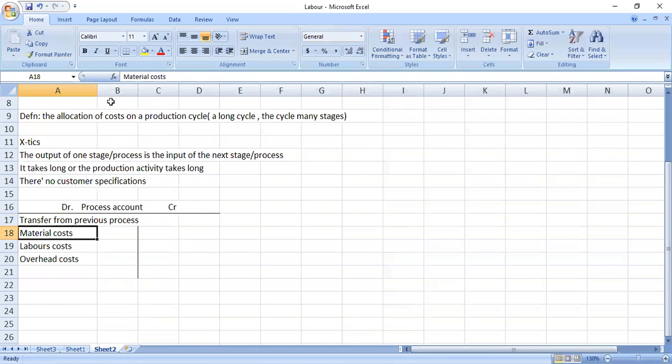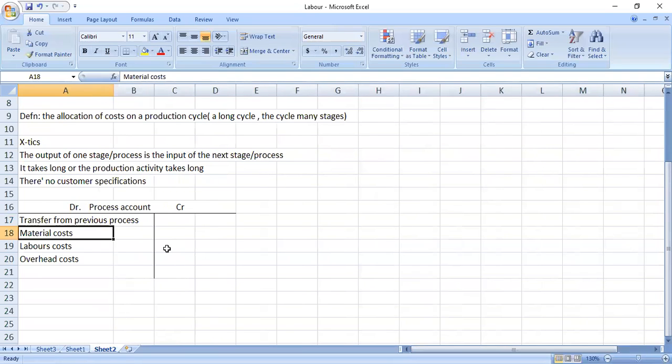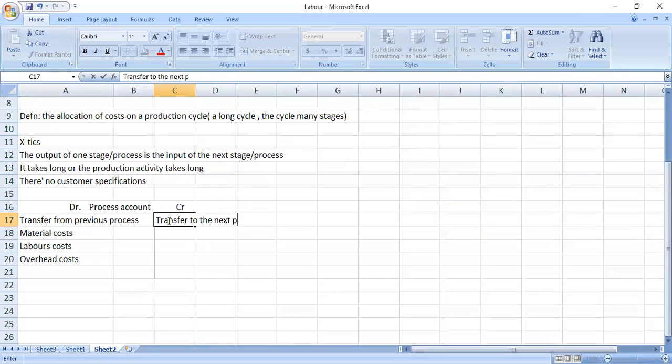Then on the credit side, what you put there is basically the transfer or the output. You normally call it transfer to the next process. If this was process 1, it goes to process 2. Then you find here things like normal loss, if there was, and abnormal loss, if it were there. Just like this side is abnormal loss, even here I have abnormal gain on this side.